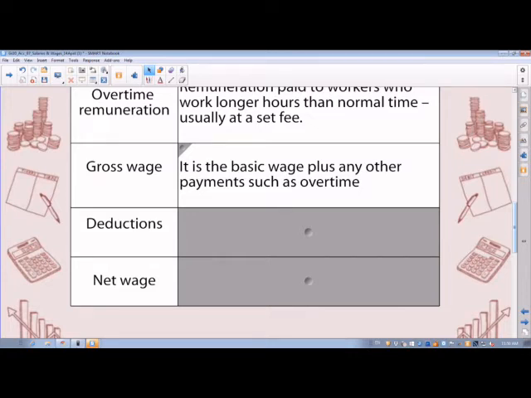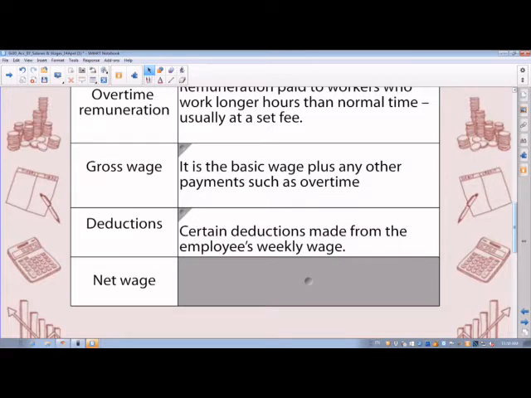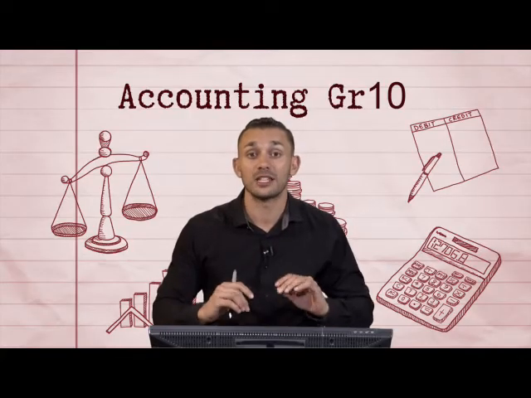And your deductions, just like with salaries, are certain deductions made from the employee's weekly wage. Some are compulsory, some are voluntary. So people want to belong to a medical aid or pension fund. It's not a compulsory deduction, but they want to belong to those. And then how do I get the net wage? I take gross wage less deductions. Now, grade 10s, hopefully you know these terms, you study these terms, and you know what each term stands for.